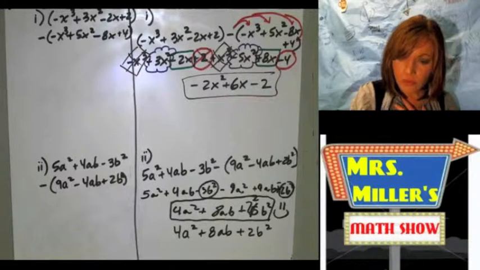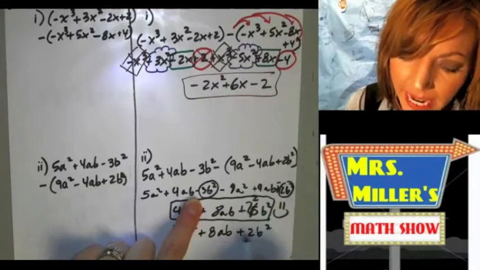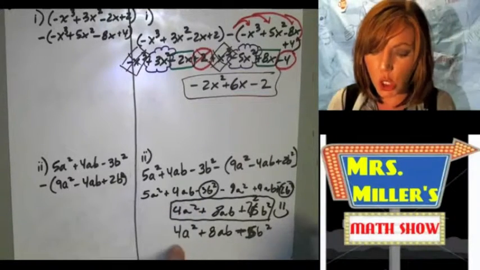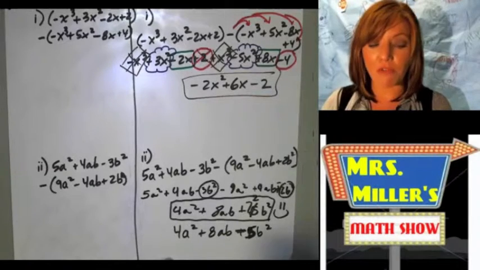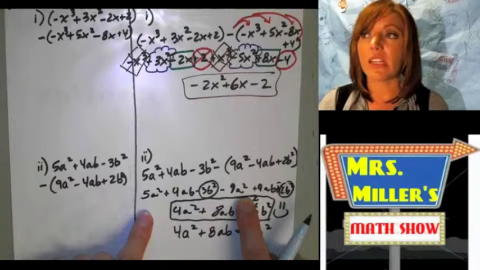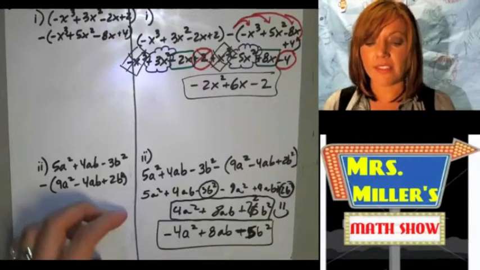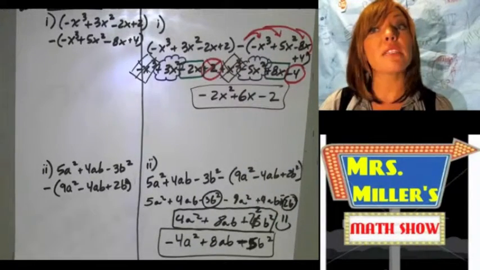Ah, good. So negative 3b squared minus 2b squared is negative 5b squared. Excellent. Everybody give it up for Sloan. Anything else? What about 5a squared minus 9a squared? Taylor? Negative 4a squared. All right. Excellent. Questions? Any other things that you all can see?